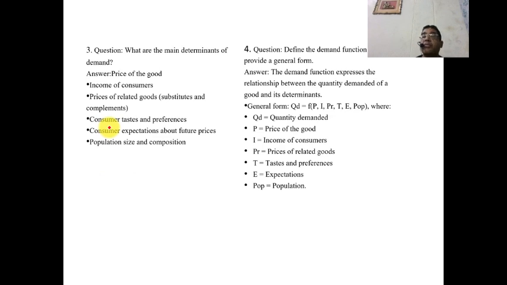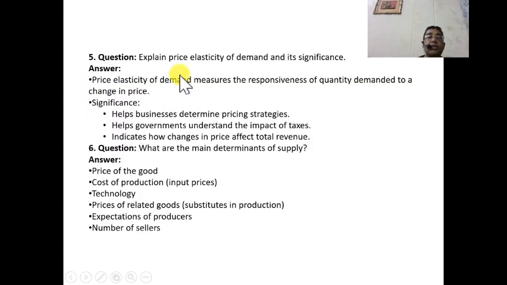Fourth question is define the demand function and provide a general form. So the answer: the demand function expresses the relationship between the quantity demanded of a good and its determinants. The determinants are P, I, PR, T, E, POP. P is price of goods, I is income of consumer, PR is price of related goods, T is taste and preference, E is expectation, and POP is population. These are what we have given earlier in this question. Okay. Now question number 5.